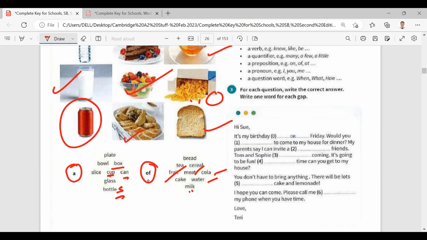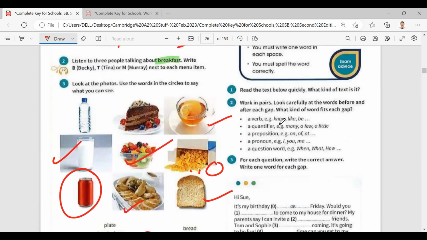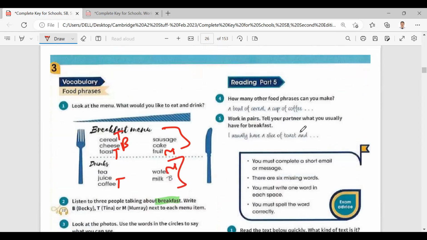A plate of... what can you see here? Fruit. Maybe, yes, I think you can use it. Meat, maybe rice. It depends, right? So please, Sarah, listen again, and try to write down the words or the expressions you hear in the listening. Okay? Like what? A bowl of cereal, like this. A cup of coffee. Clear?